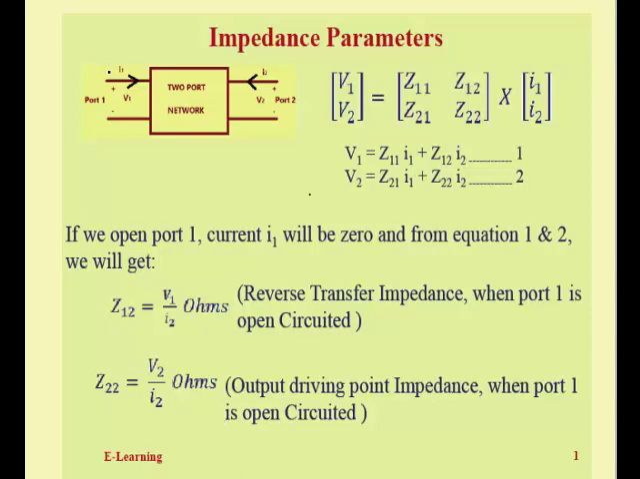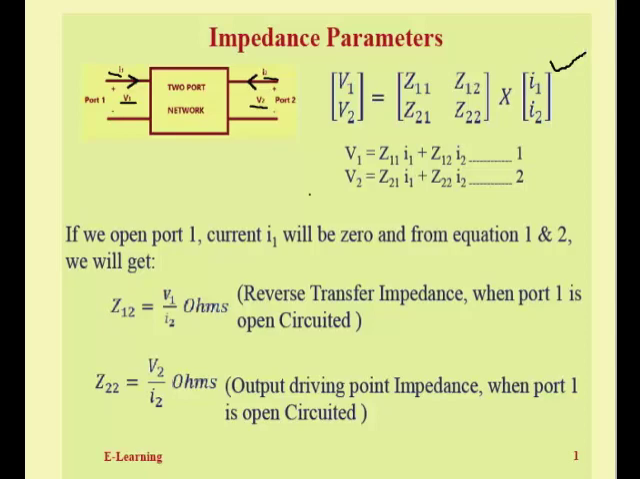There are 4 variables, I1, V1, I2 and V2. The direction of I1 and I2 are inside the network. Here is the relation between these 4 variables and the Z parameters. When we multiply these two matrices, we get V1 is equal to Z11 I1 plus Z12 I2, and V2 is equal to Z21 I1 plus Z22 I2.